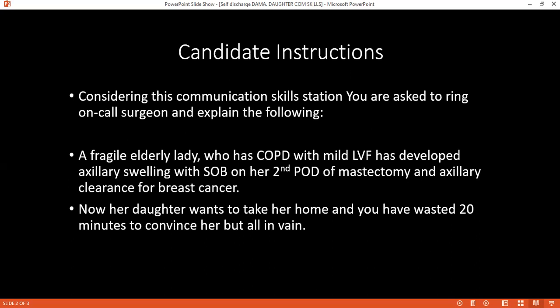Will you discharge the patient with the drain? Yes. How will they manage that drain in the house? What advice would you give? I will contact the GP, and he will visit her home.